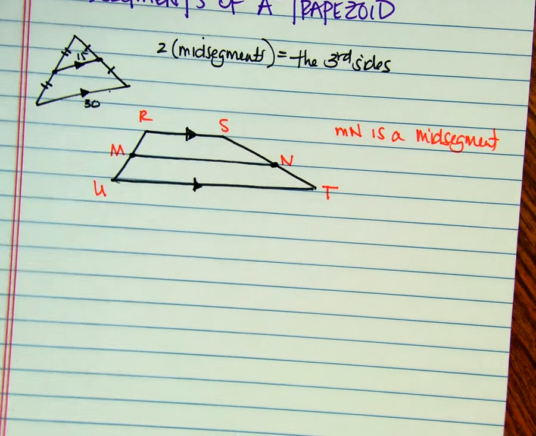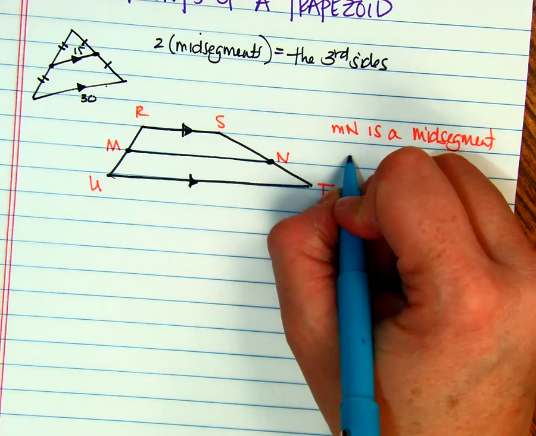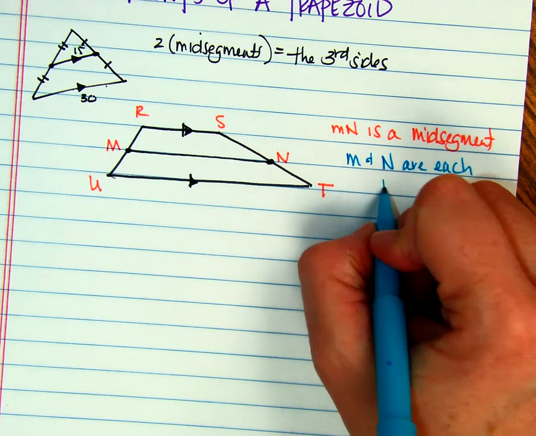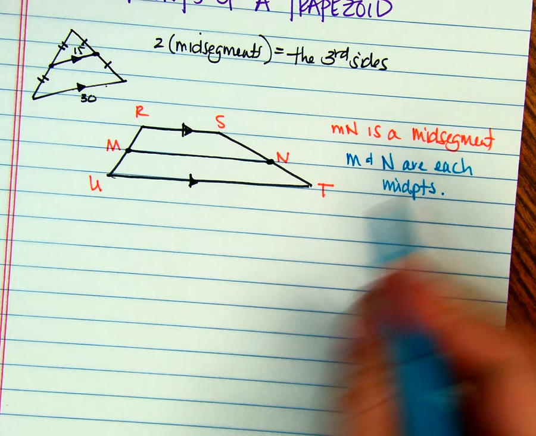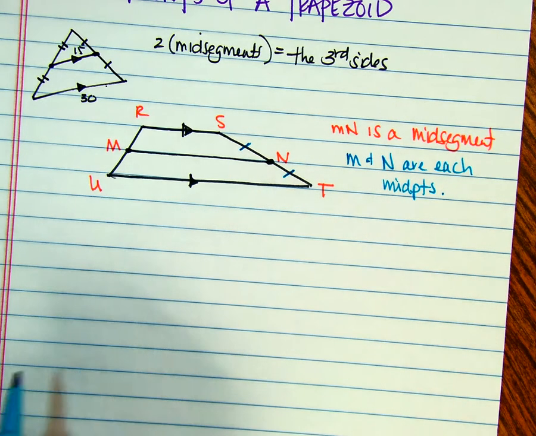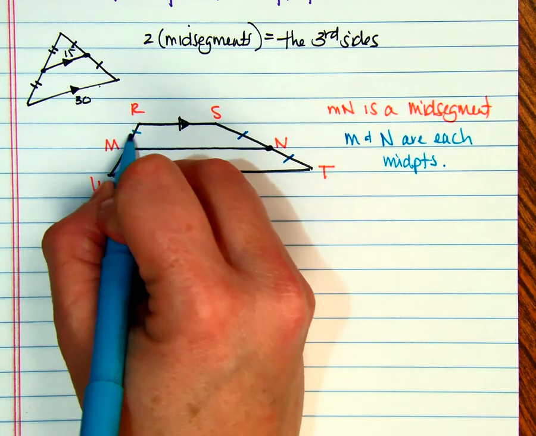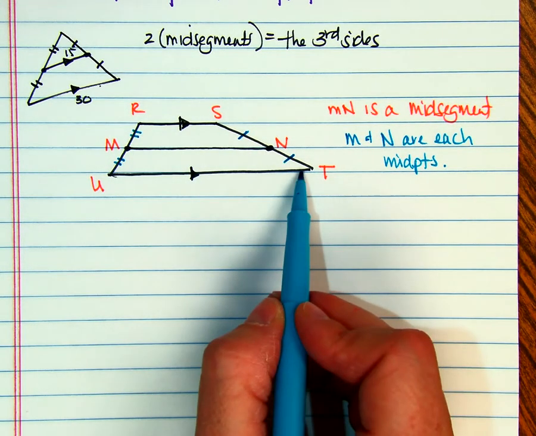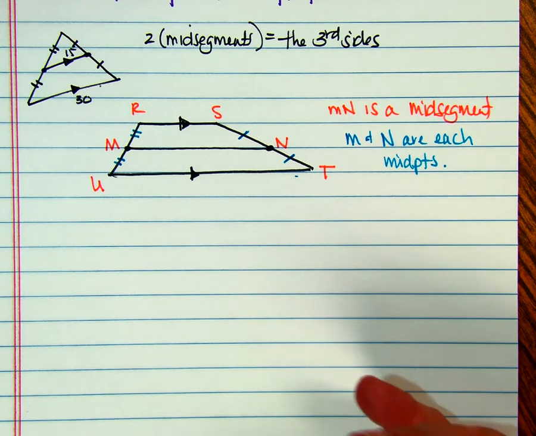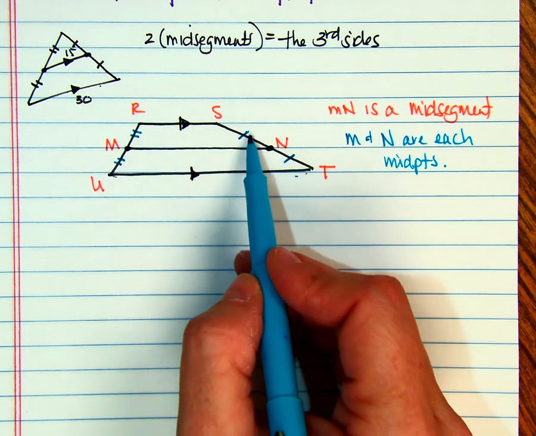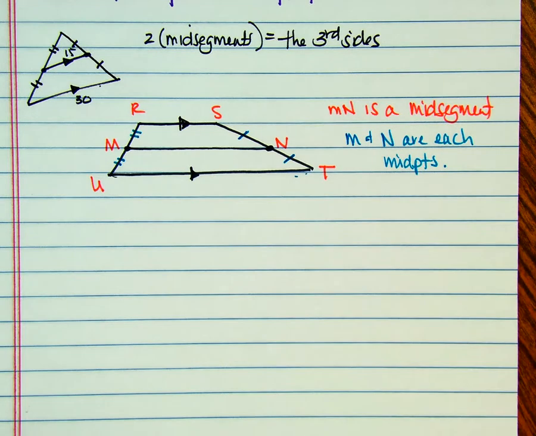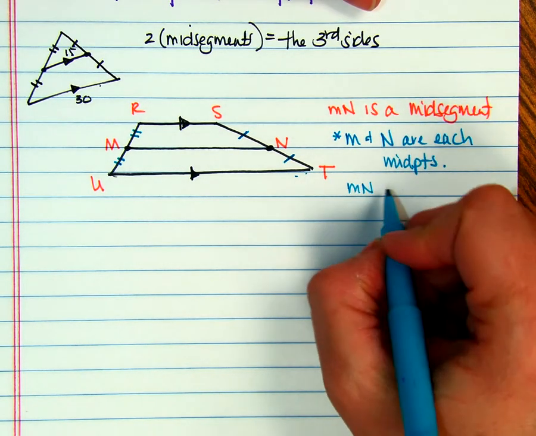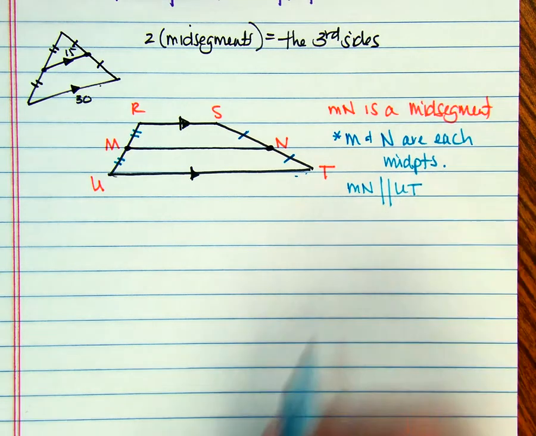And that means I know a couple different things. I know then that M and N are each midpoints. So that means that these two segments are congruent to each other, and these two segments are congruent to each other. Notice I did not put the same ticks because the legs are not congruent. If this were an isosceles, the legs would be congruent, so I could put all of these having the same measurement. Okay? So M and N are the midpoints. I know that MN by definition is parallel to UT.